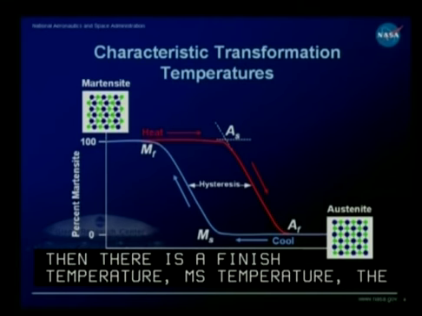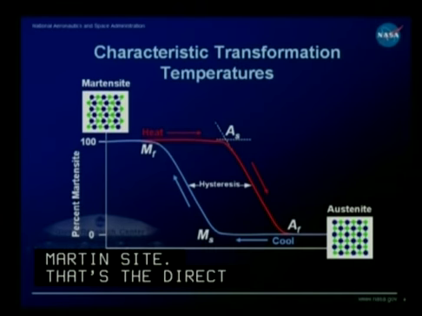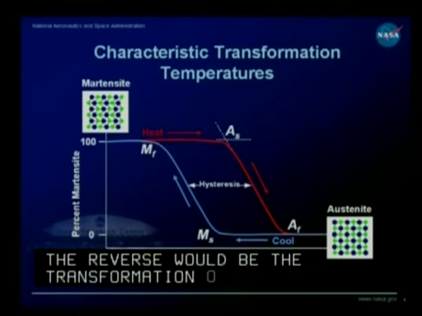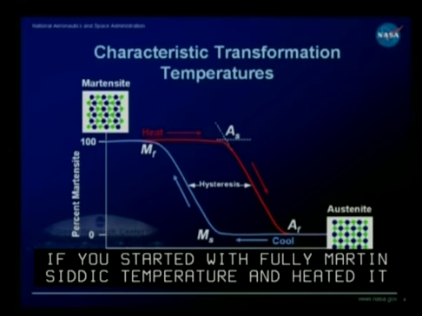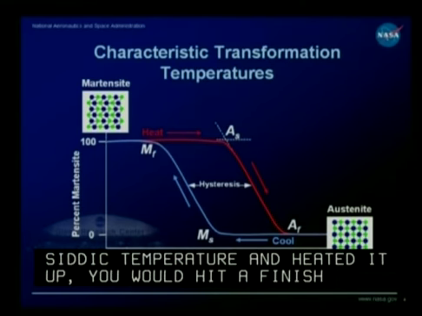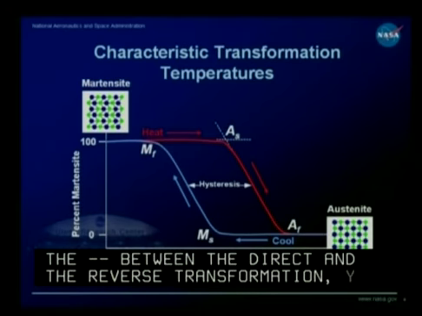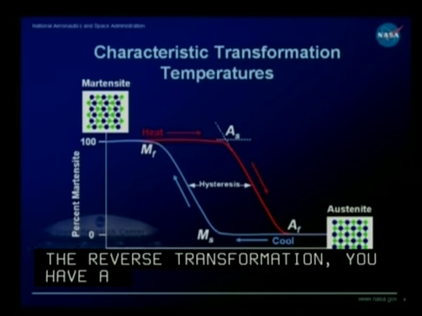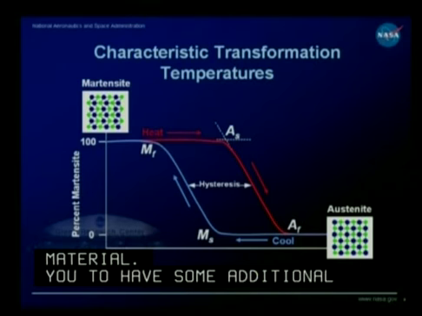So that's the direct transformation. The reverse transformation would be the transformation on heating. So if you started with fully martensitic material and heated it up, you would first hit the austenitic start temperature and then an austenitic finish temperature. Between the direct and the reverse transformation, you have a hysteresis, and that hysteresis is due to the fact that you do have some elastic strain that you have to overcome in the material. So you have to have some additional either undercooling or superheat depending on what direction you're going.